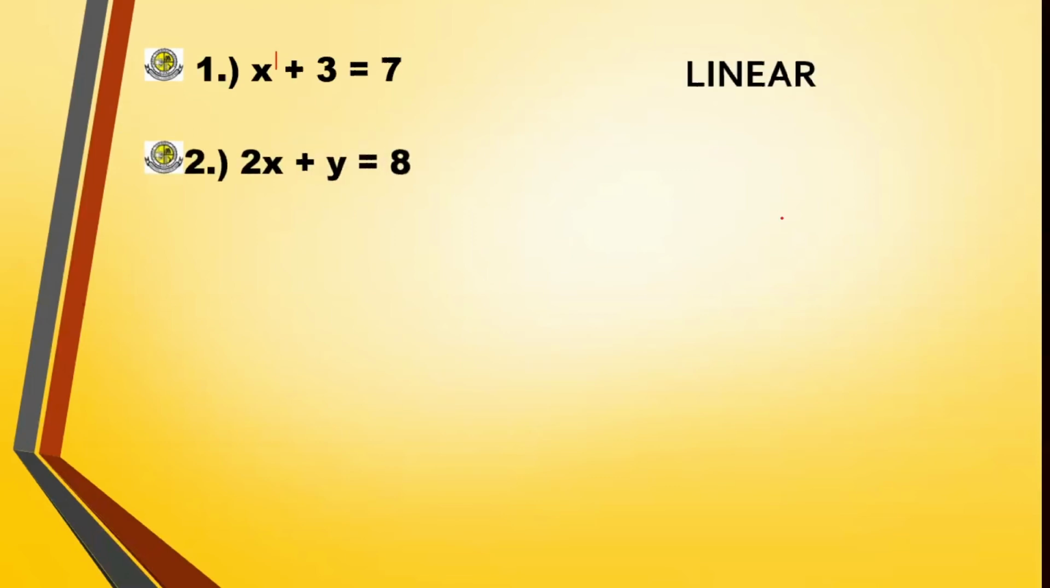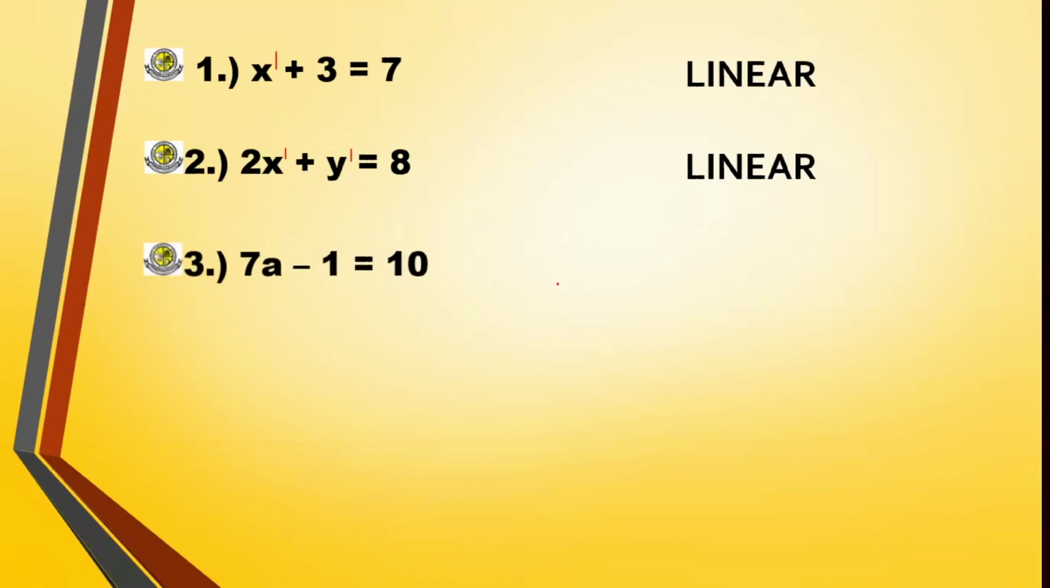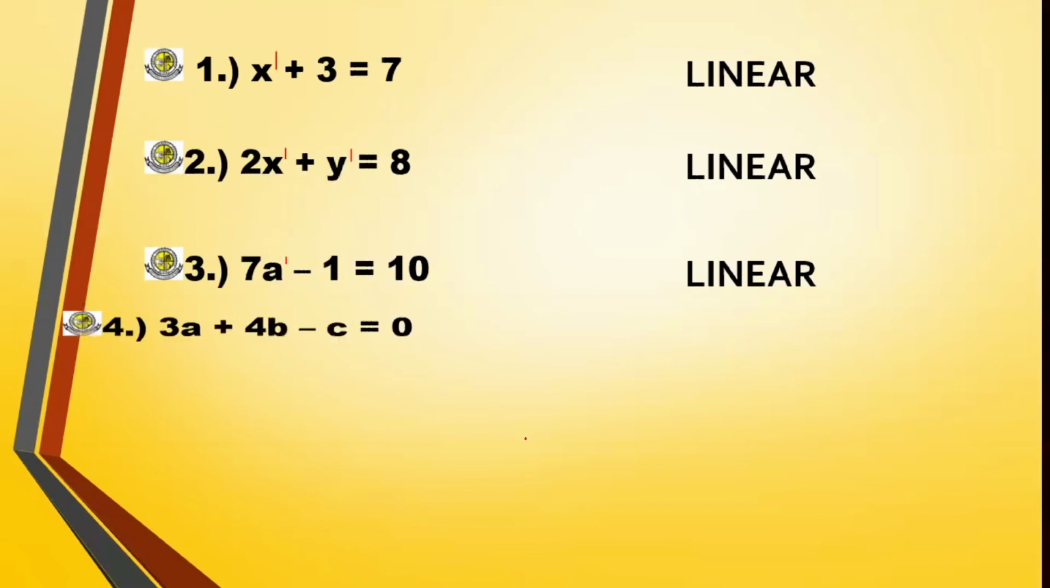So example number 2, we have 2x plus y equals 8. Is it linear or not? Linear po. Very good, linear equation because what is the exponent of the variable x? 1. Very good. Nasa first degree po yung equation na yan. Ibig sabihin po linear equation po siya. And example number 3, we have 7a minus 1 equals 10. Linear po. Very good. Linear din po because our variable a here is understood merong exponent na 1 or nasa first degree din po siya.